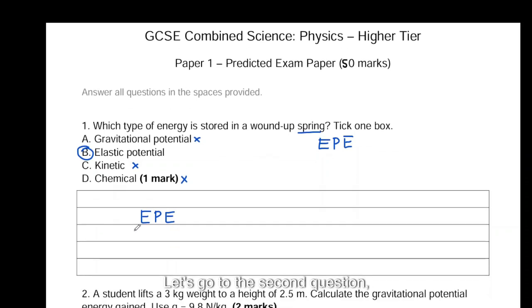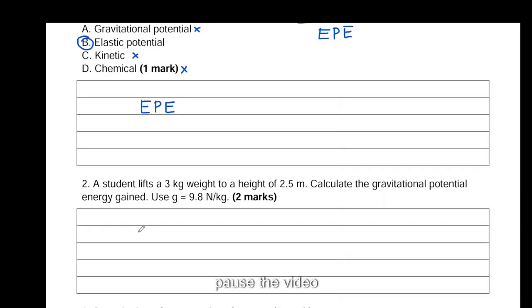Let's go to the second question. Pause the video and give it a try. A student lifts a 3 kilogram weight. Well, it should be really mass here. Okay. The mass is 3 kilograms, m, to a height of 2.5 meters. So this is the height. Calculate the gravitational potential energy. Take g to be 9.8.